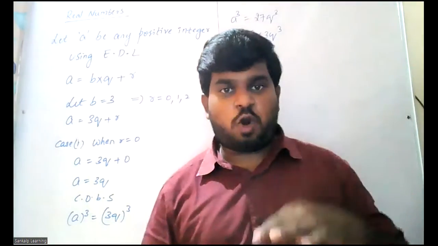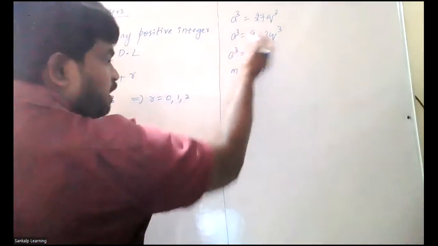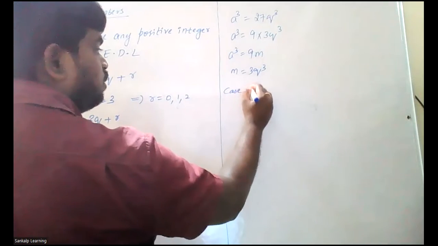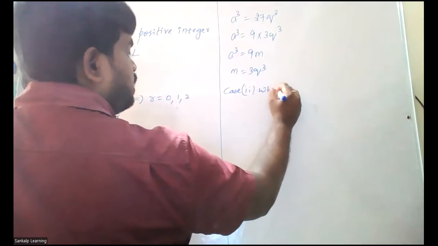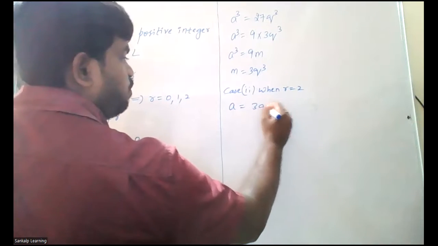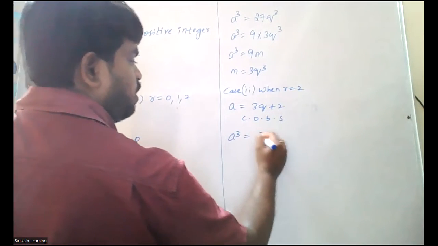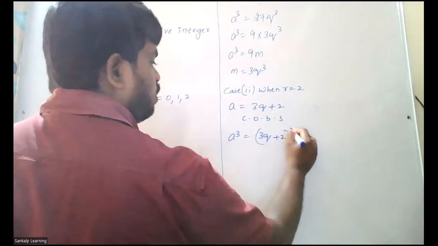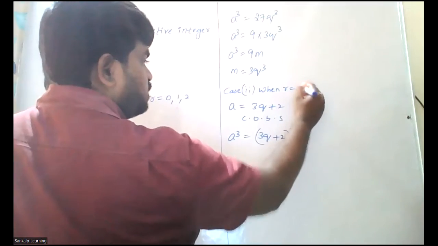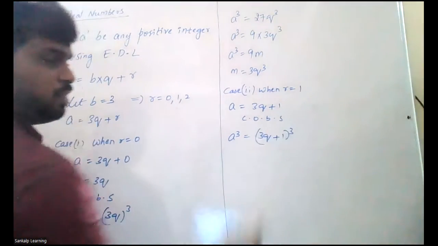Either it should be 9m or 9m plus 1 or 9m plus 8, any one of these. So we have got one of that. Now, let's take the case 2. Sorry, when r is equal to 1, the next case. So a is equal to 3q plus 1. Cubing on both sides, we get a cube is equal to 3q plus 1, the whole cube.